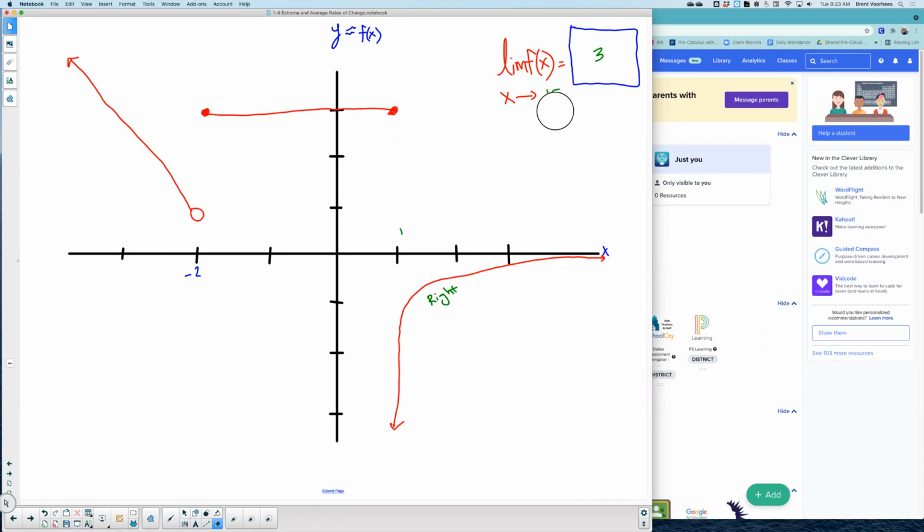Okay, I think I have 2 or maybe just 1 that I haven't done yet. How about this one? Negative 2 plus. Negative 2 plus. 3.